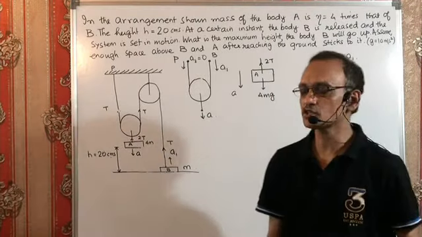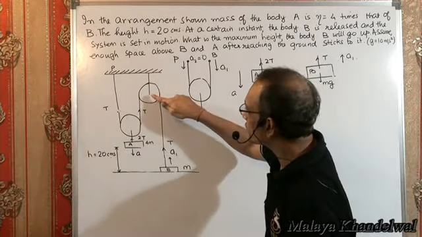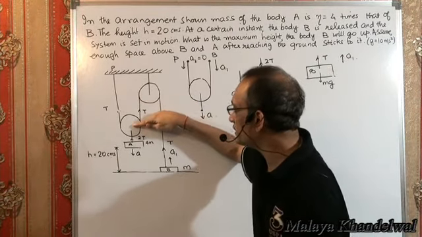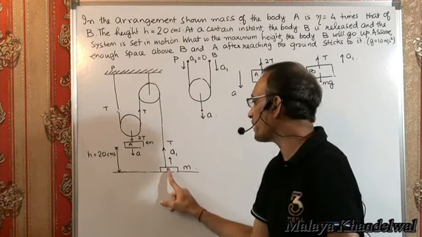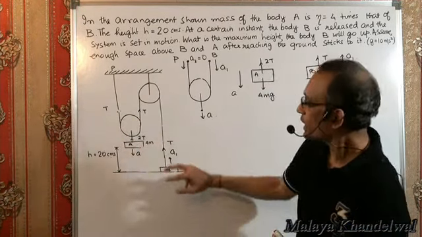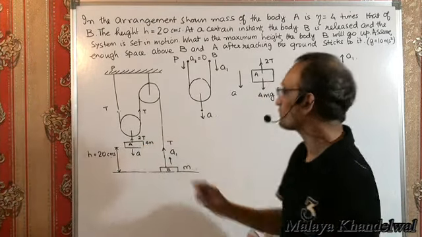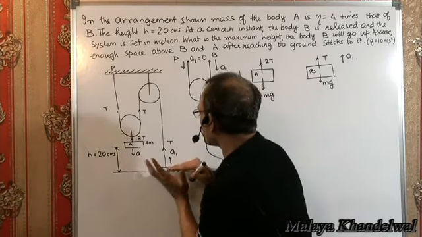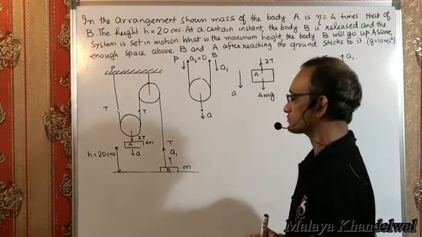Here's an interesting situation on a pulley system. We have a fixed pulley here, a movable pulley, a block of mass 4m attached here, a block of mass m resting on the ground. And this block A is 20 centimeters above the ground. Now the system, block B, is released. The system is released from rest.